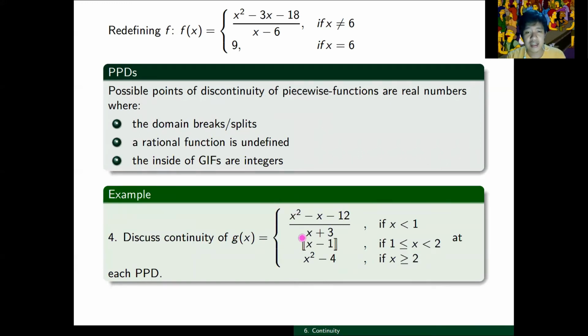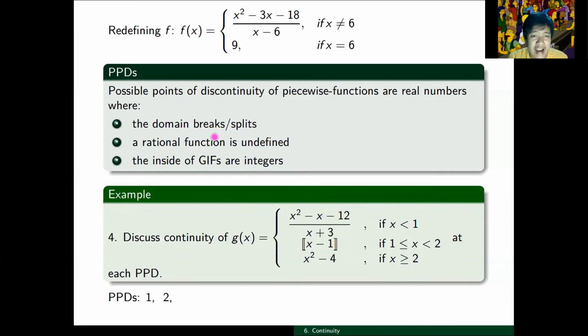We have this piecewise defined function. Meron kang rational, GIF, tas polynomial defined in this domain. Sabi sa atin, discuss the continuity of this function at each PPD. So the first step is always to identify your PPDs first. Ano-ano nga po ulit yung mga PPDs? Una, kung saan nahahati yung domain ng piecewise mo. So in this case, this is divided by 1 and by 2. So those are automatic PPDs.